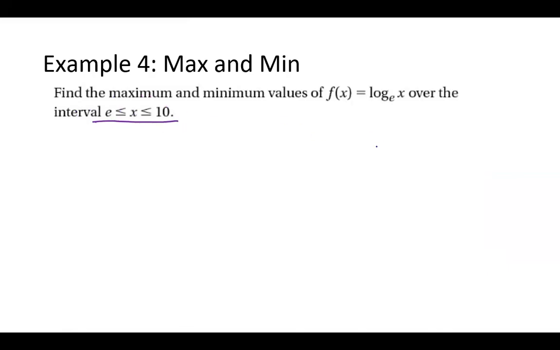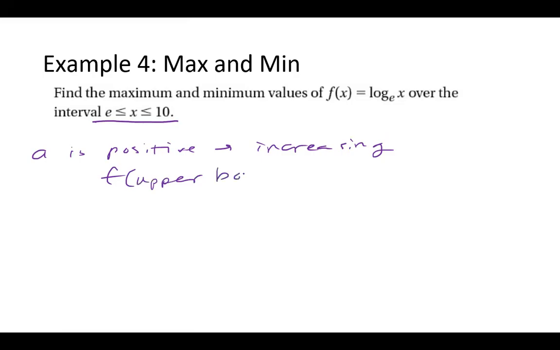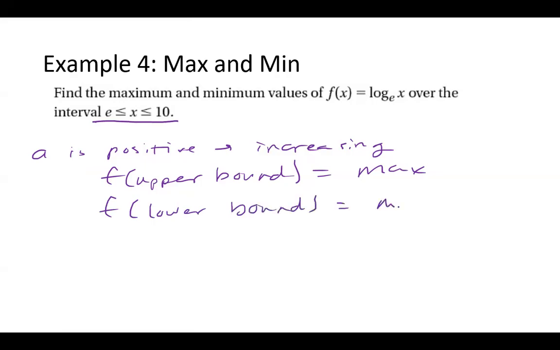If it's an increasing function, meaning positive, so if your a is positive, that means that you are increasing. If you are an increasing function, it's always going to be f of your upper bound, meaning it's always going to be the higher value. That's going to be your max. And then the f of your lower bound is going to be your min.